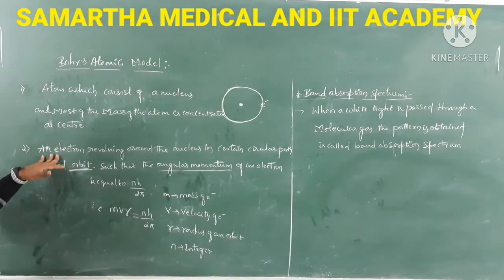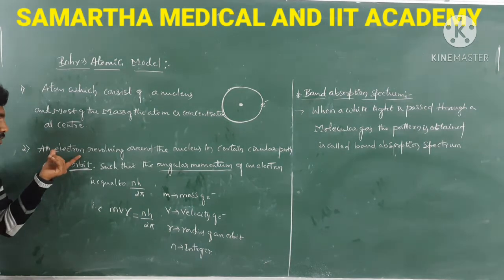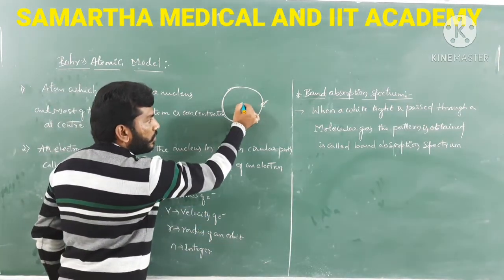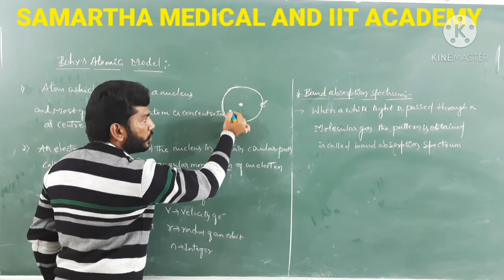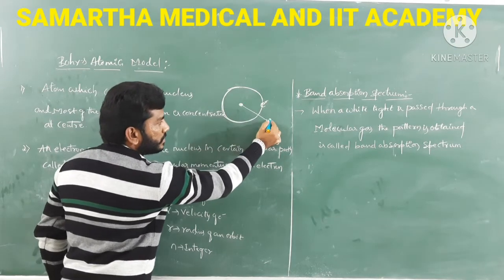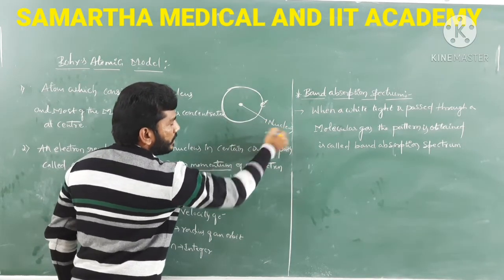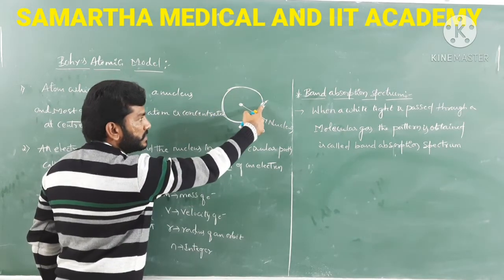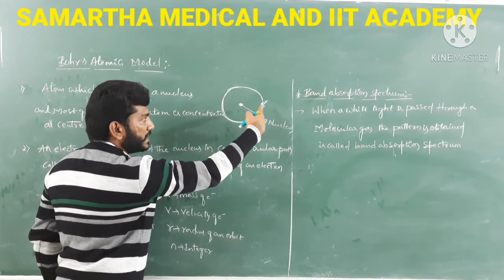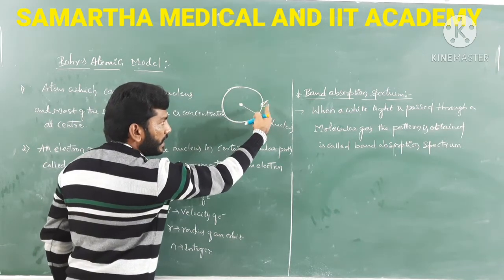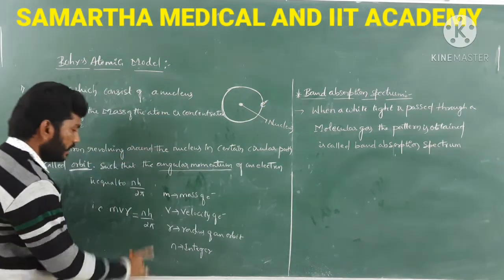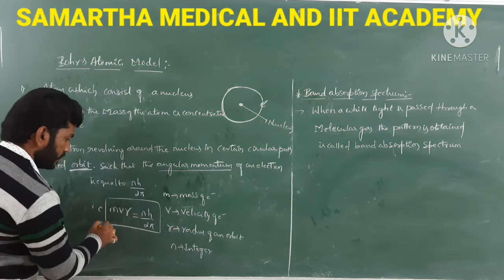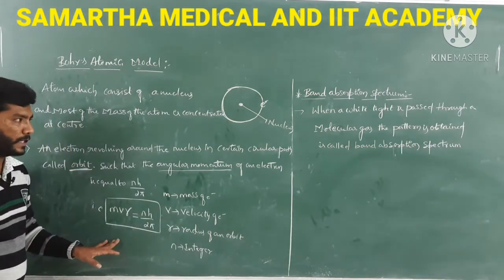So the second postulate he made is that an electron revolves around the nucleus in a certain circular path called an orbit. Since it is rotating in a circular path, it has an angular momentum, which is equal to nh by 2 pi, guys. So this is the second postulate.